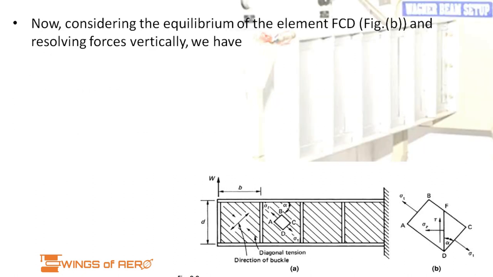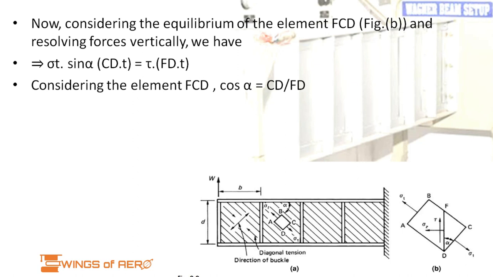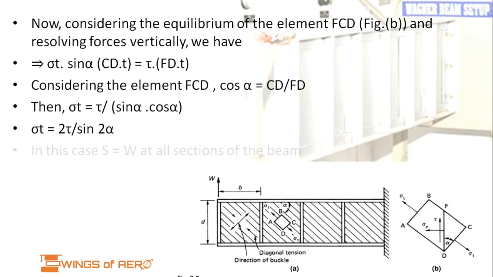Now considering the equilibrium of the element FCD as shown in figure B, resolving vertical forces, we get sigma T sine alpha times the area of plane CD, into the thickness, equals tau FD into t. From the triangle FCD, cos alpha equals CD by FD. Substituting the value of CD by FD in the previous equation, we find sigma T equals tau by sine alpha cos alpha. As per the trigonometric formula, we can rewrite this as sigma T equals 2 tau by sine 2 alpha.